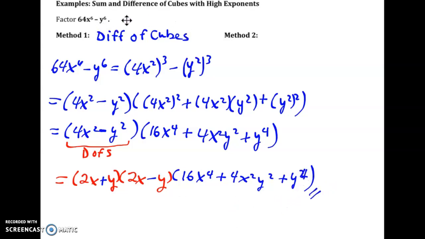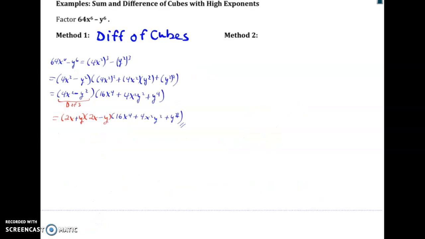So we started out by recognizing that there's a difference of cubes. In the middle there was an additional difference of squares that we had to factor, and then now it was fully factored. Method 2 would be if you recognize that both of these terms also are perfect squares, so they can be square rooted. So if you recognize this first as a difference of squares.